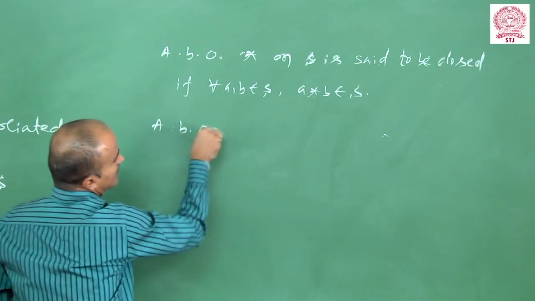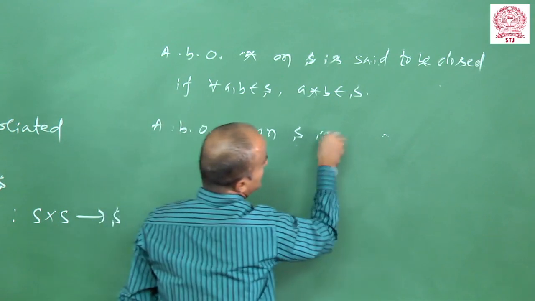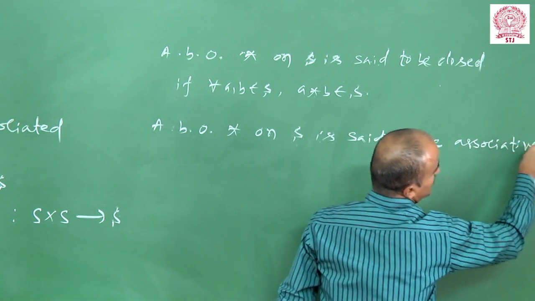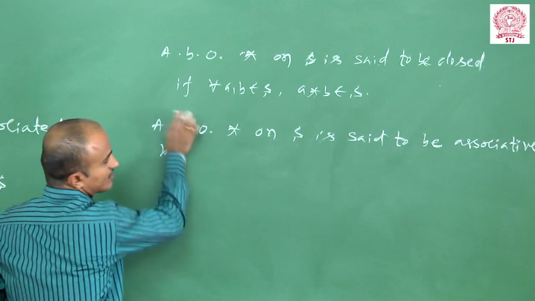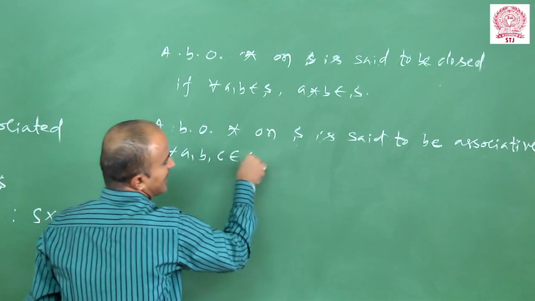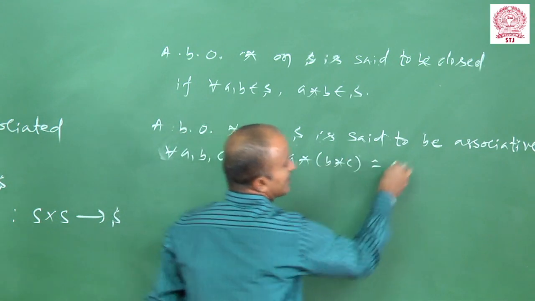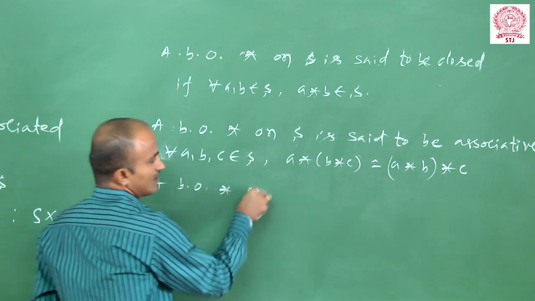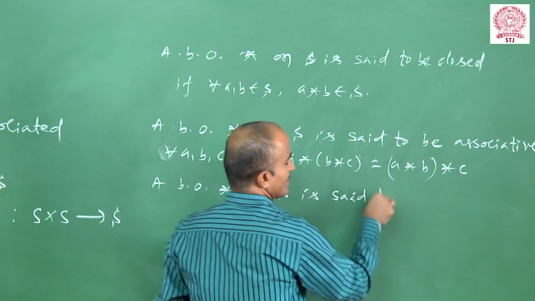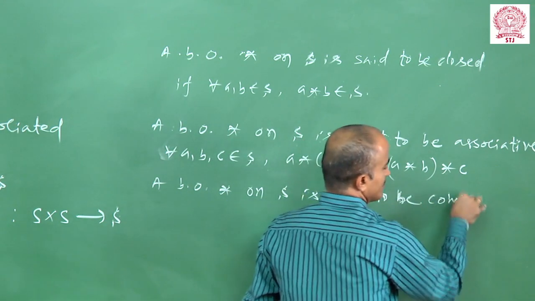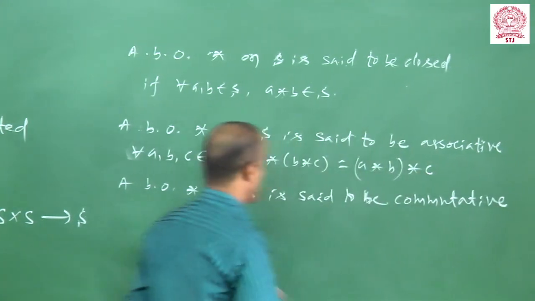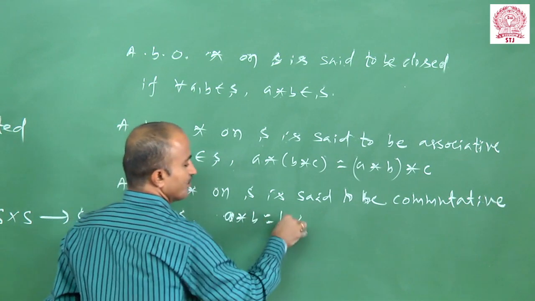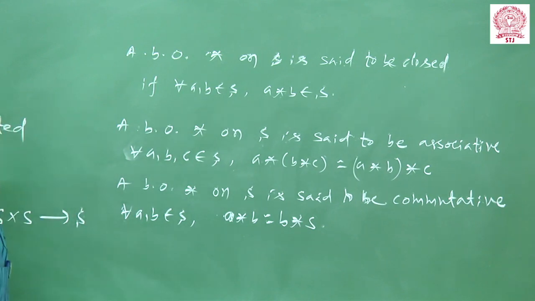Similarly, a binary operation star on S is said to be associative if for all A, B, C belonging to S, A star of B star C equals A star B of star C. A binary operation star on S is said to be commutative if for all A, B belonging to S, A star B equals B star A. Then existence of an identity element.